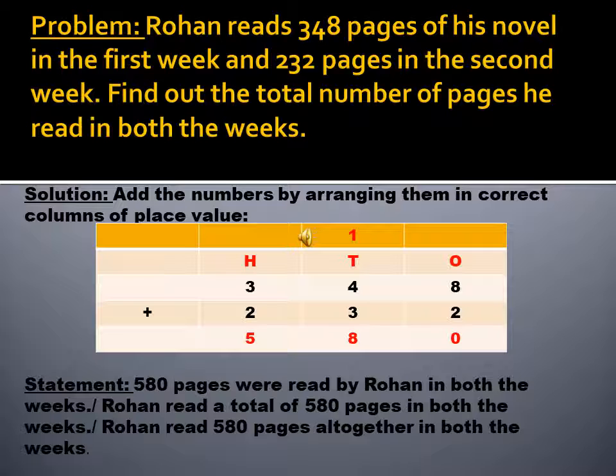So the answer statement here can be written in various ways. If you see the last line, find out the total number of pages he read in both the weeks. So the statement can be written like: 580 pages were read by Rohan in both the weeks, or Rohan read a total of 580 pages in both the weeks, or Rohan read 580 pages altogether in both the weeks. So we can write a statement in various ways. Just be sure of how you write it, without any grammatical errors.